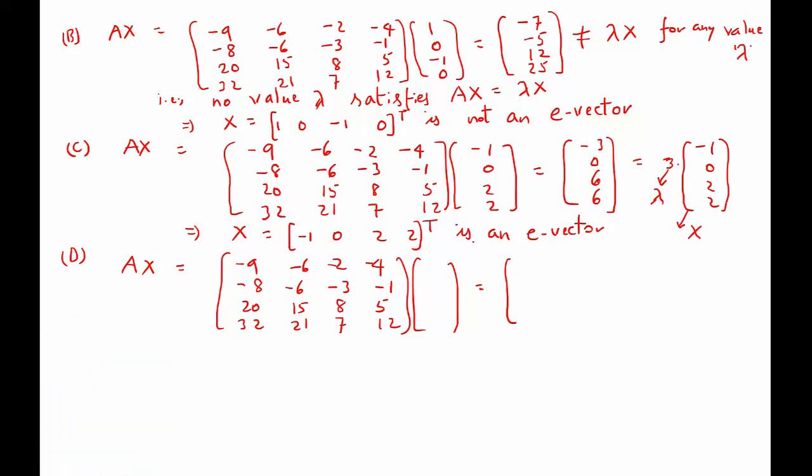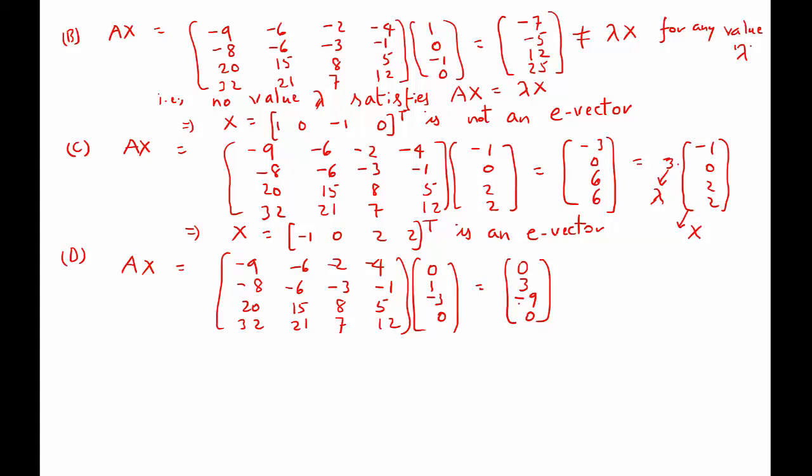The option D vector is 0, 1, -3, 0. Now check. First row into column: -9 into 0, -6 into 1, -2 into -3 plus 6, -4 into 0. So -6 plus 6 simplifies to 0. Second row into this column simplifies to 3. Third row into this column simplifies to -9. Fourth row into this column simplifies to 0. So this is our x, base x.